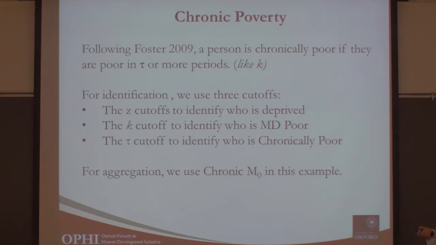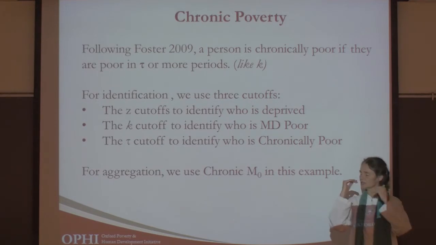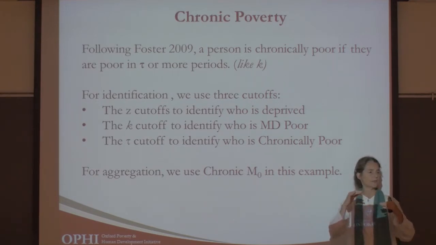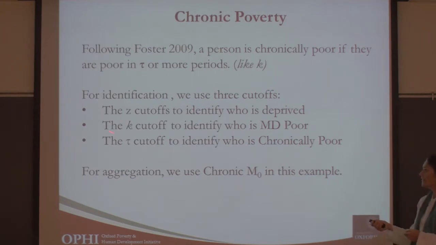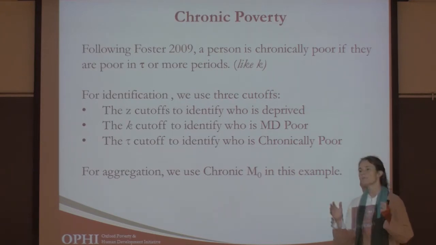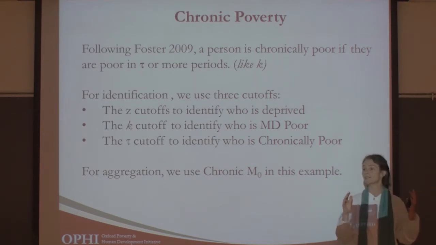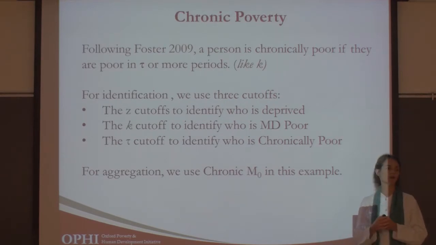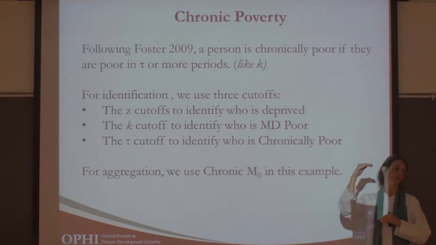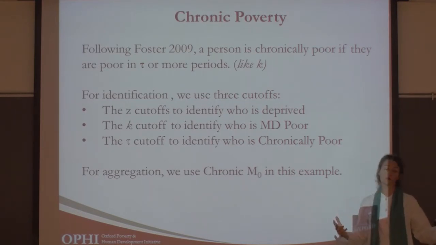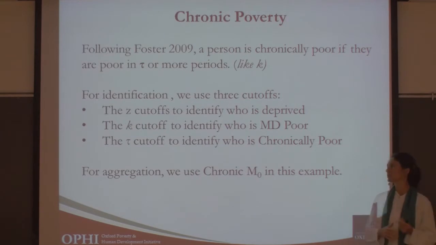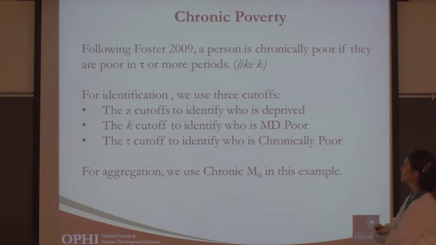So we use these three cutoffs. As before, we're still in an ordinal world. We use a Z cutoff to identify everybody as deprived or non-deprived, dichotomizing the data to have a rigorous treatment of it. And then we implement a poverty cutoff. It's very important that we have the same Z and K cutoffs in every period. So these are fixed and given, as is the number of dimensions. And for simplicity, we're also going to presume that we have data for every person in every period. We all know we don't if we use real data. So we are restricting our sample to those for whom we have data in every period. And then we introduce a new cutoff, which is tau, which identifies who is chronically poor.